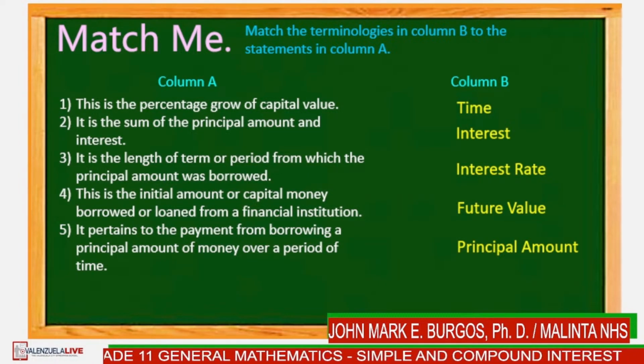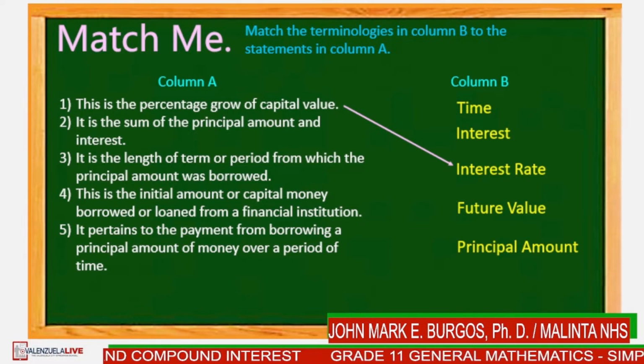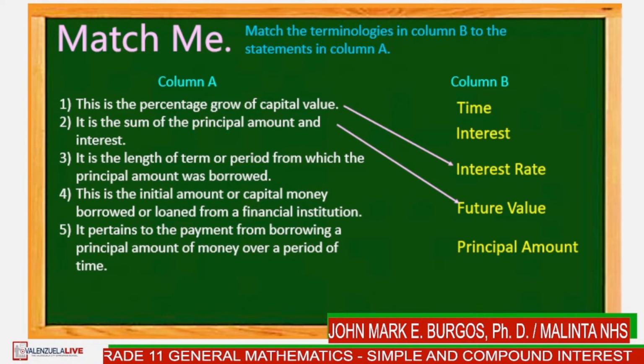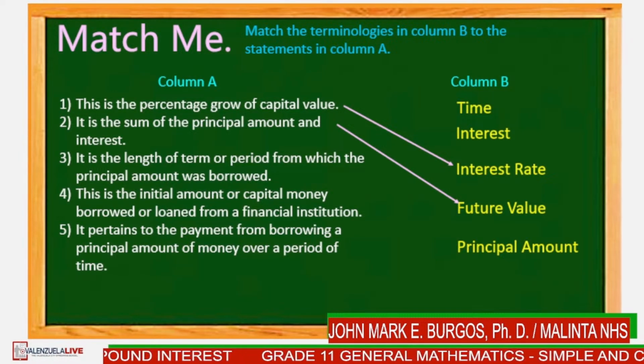First, this is the percentage growth of capital value. What is your answer? Yes, you are correct. It's interest rate. Number two, it is the sum of the principal amount and interest. What is your answer? Yes, you are correct. It is future value. Third question, it is the length of term or period from the principal amount was borrowed. What is your answer? Yes, you are correct. It is time.